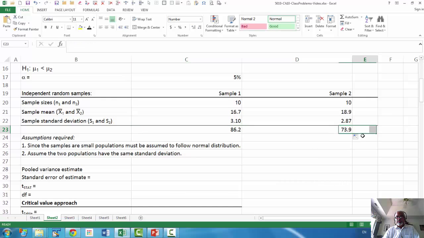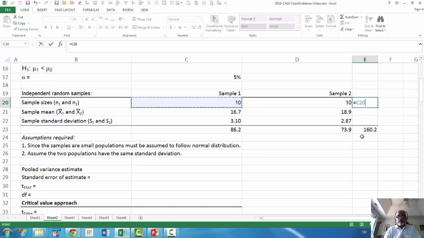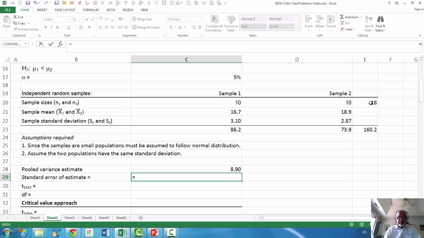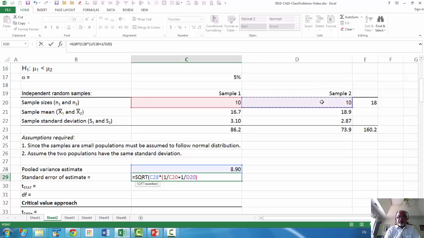Copy that over. Okay, so now add the two, so you get the numerator part. Now n sub 1 plus n sub 2 minus 2, so that's the degrees of freedom. So the pooled variance estimate would be that divided by that. Okay, now the standard error is the square root of the pooled variance estimate times 1 over n sub 1 plus 1 over n sub 2.